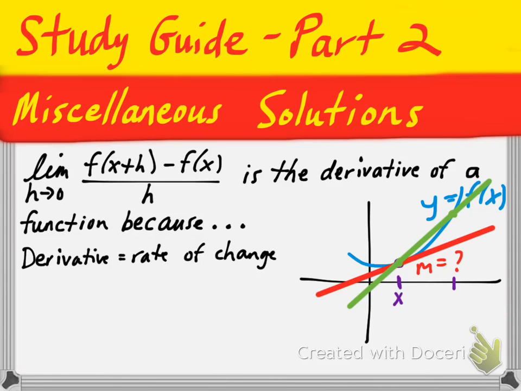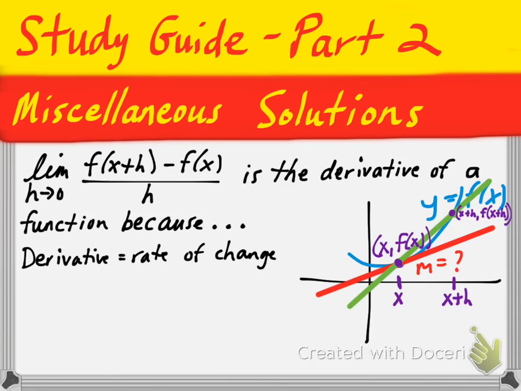Here we have our x, here we have our x plus h, and we can see that the coordinates of this point right up here are x plus h, comma, f of x plus h. And down here, this particular point on the green line has coordinates x, comma, f of x.